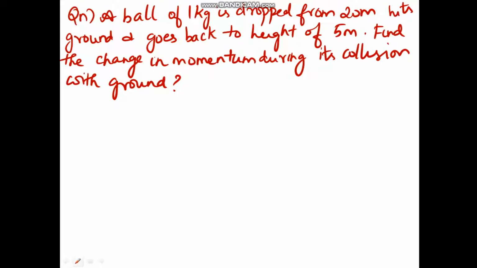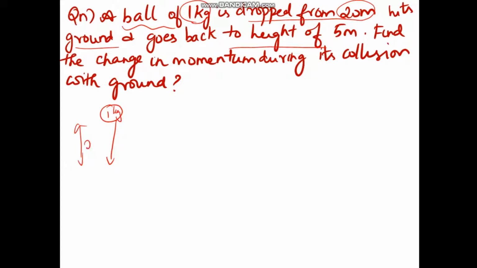Now let us see this question. A ball of mass 1 kg is dropped from a height of 20 meter. It bounces off the ground and goes back to a height of 5 meter. See, a ball of mass 1 kg is dropped from a height of 20 meter, and again it goes back to a height of 5 meter. Let us see what the change in momentum is, which is pf minus pi.